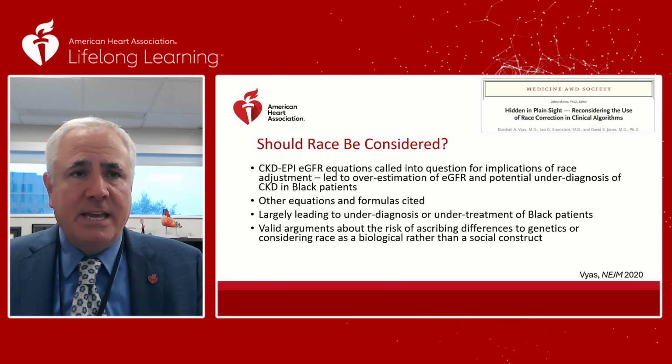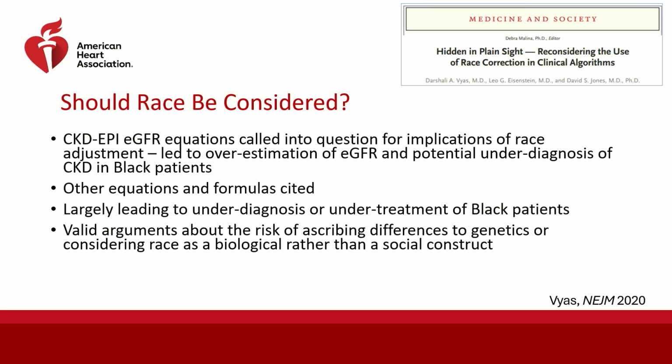So I think one of the key points, and Sadi, you touched on this, is that race was not included in the new PREVENT equations. In part, as you said, that's because race is not really a biological construct. It is a social construct. And we have some knowledge that when we've included race in prior clinical decision algorithms or risk estimating equations, it may have harmed people.